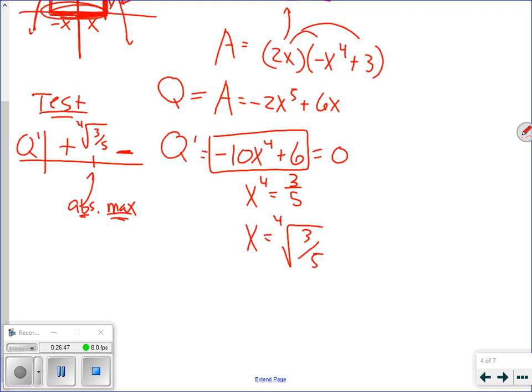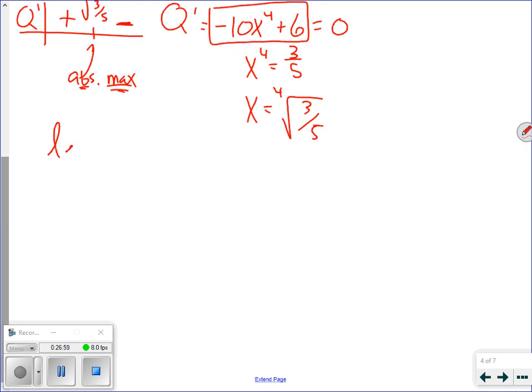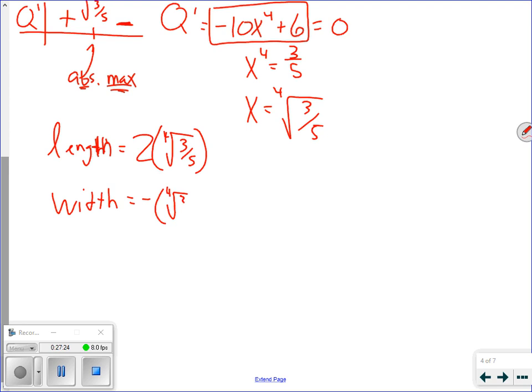Okay? But what is it asking for? It's saying find the maximum area inscribed between. Okay, well we got part of the length. Remember, it's length times width. My length is equal to twice whatever that x value was. So it's equal to twice the fourth root of 3/5. And my width is just equal to the same as my y value at that point, which we said was negative fourth root of 3/5 to the fourth power plus 3.